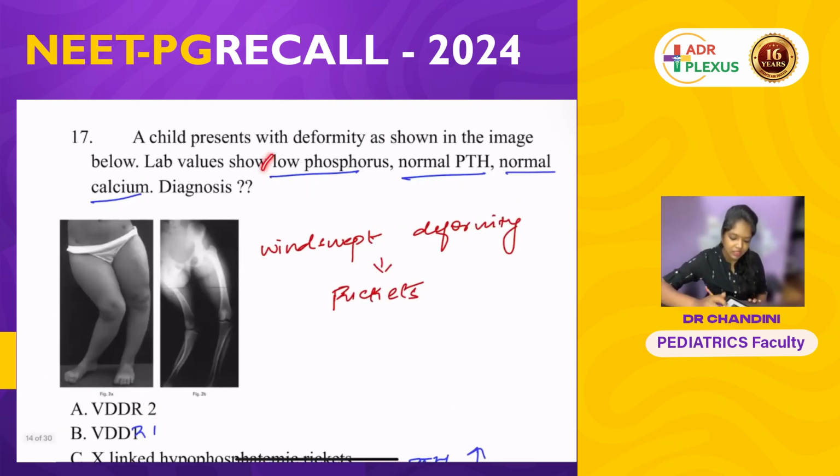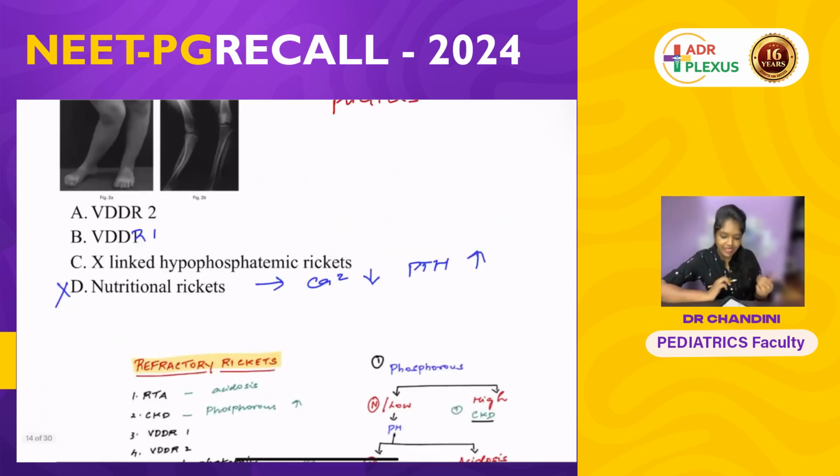But per se, just look at these. Phosphorus is low, PTH is normal, calcium is normal. This is X-linked hypophosphatemic rickets. Okay, so the answer is actually X-linked hypophosphatemic rickets.